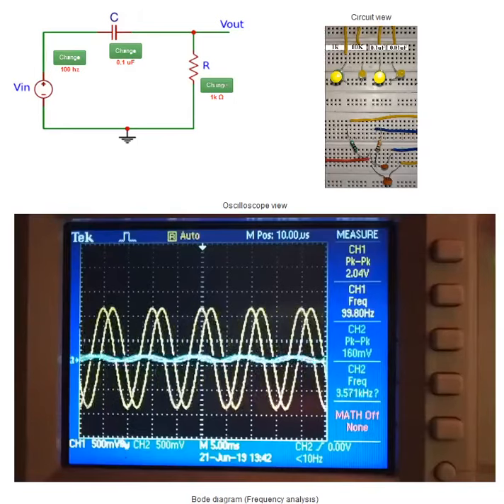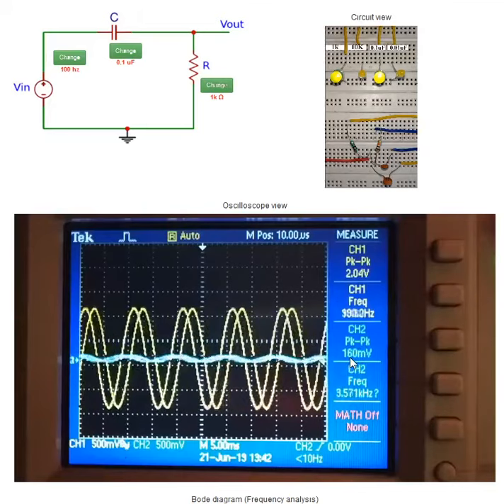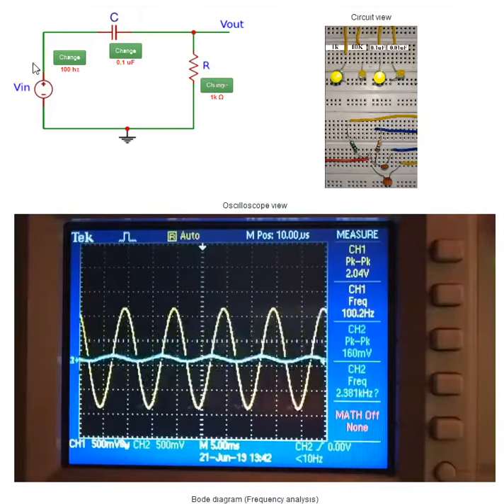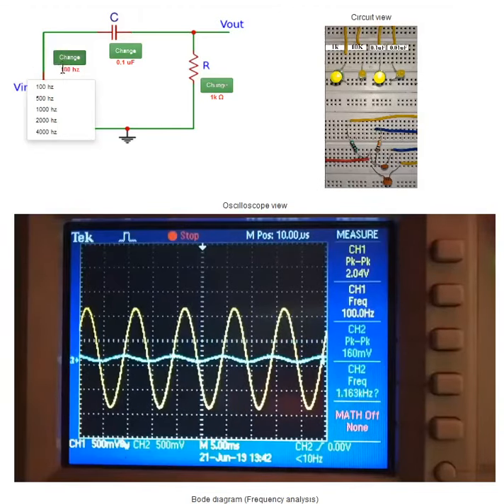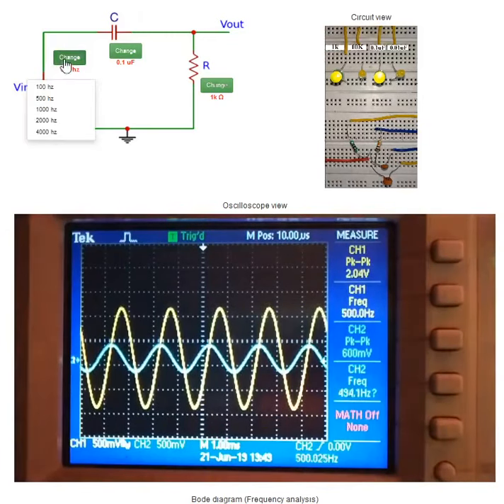First, with input signal at 100 Hz, the oscilloscope shows the output signal peak-to-peak amplitude of 160 mV. As the frequency increases to 500 Hz, the output amplitude improves to 600 mV and it further increases to 1 volt as the frequency reaches 1 kHz.